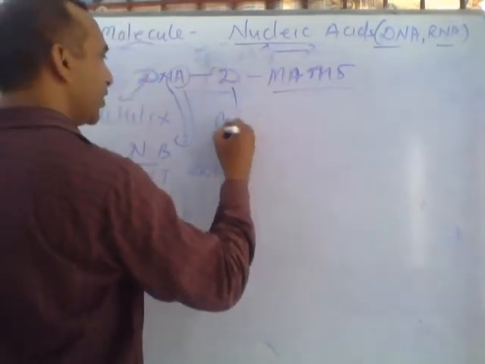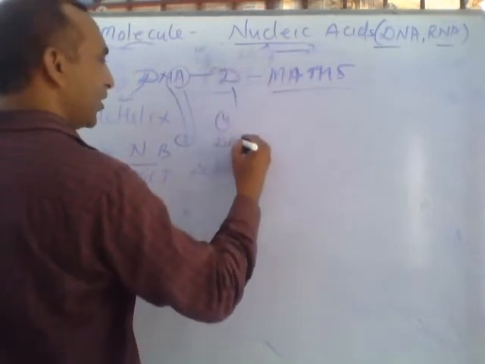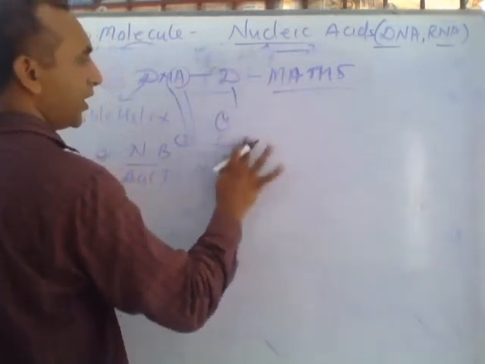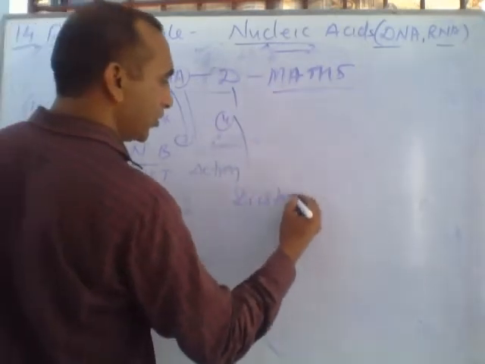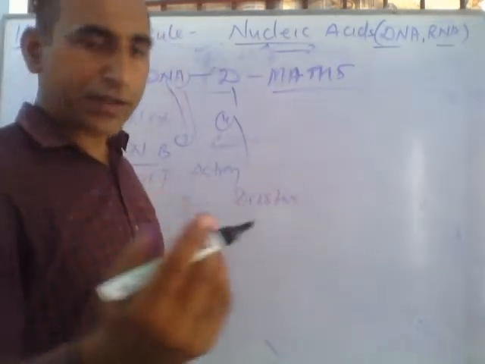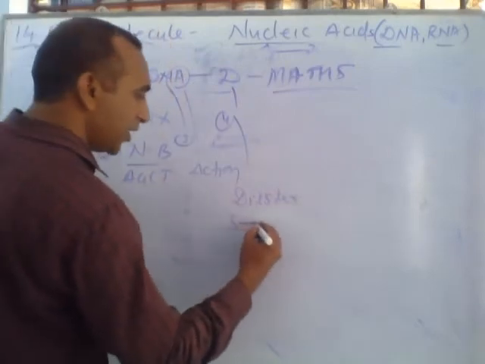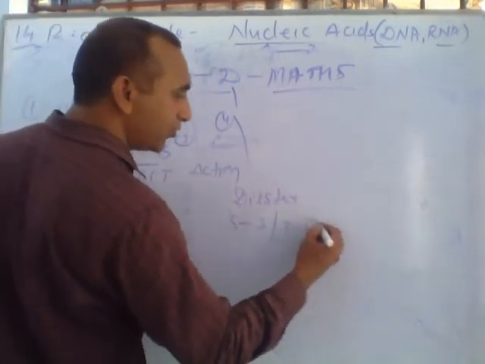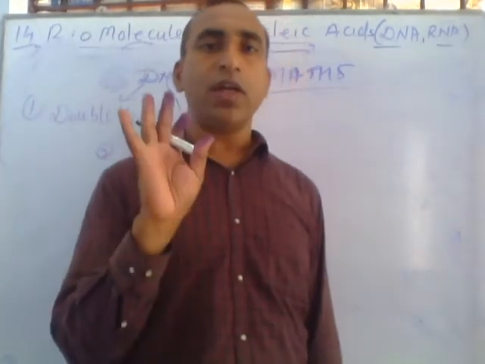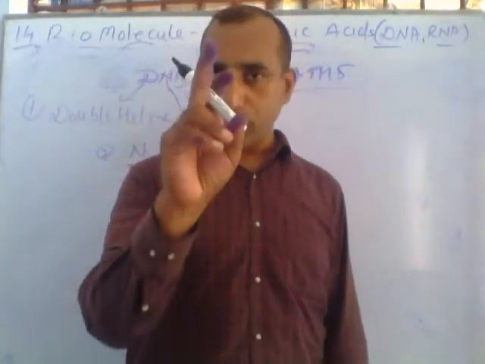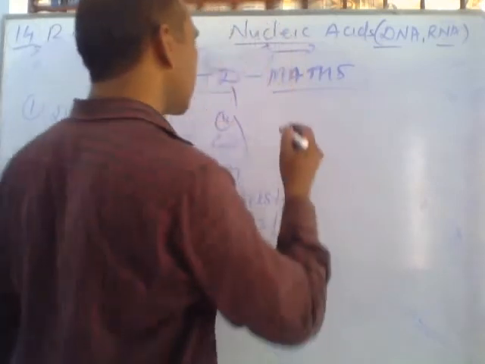Here D means diester bond. The diester means phosphodiester bond. In DNA there is 5-3 and 3-5, two types of phosphodiester bonding present, but in RNA only 5 to 3 bonding is present due to the presence of single helix.